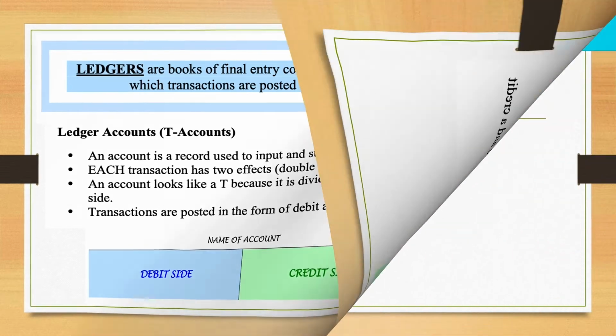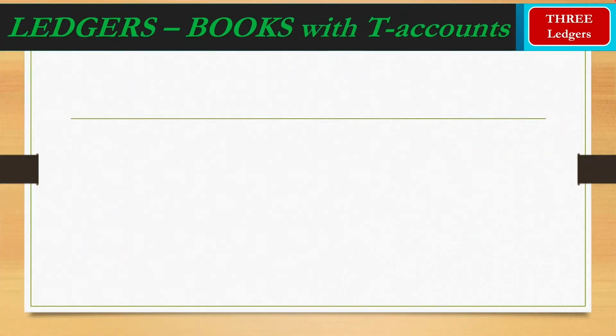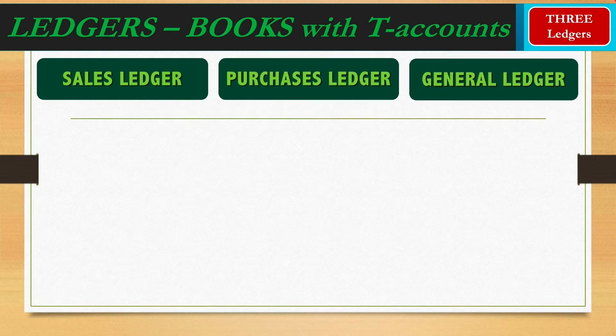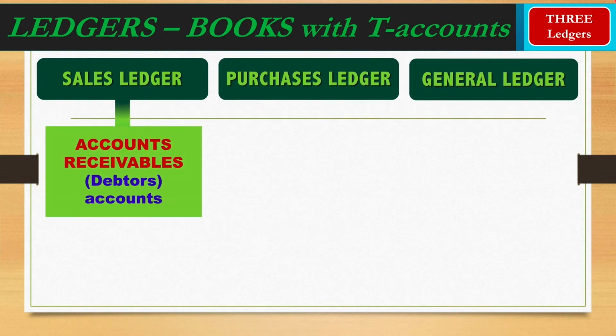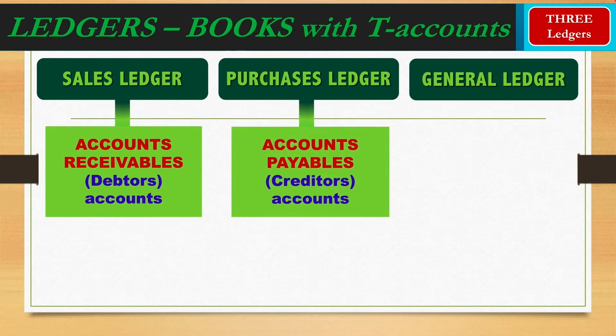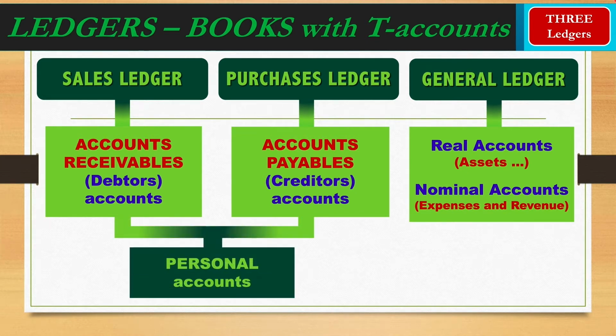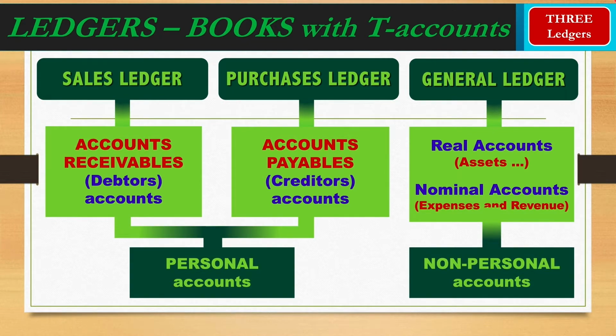There are three ledger books that contain T accounts. That is the sales ledger, the purchases ledger, and the general ledger. The sales ledger contains accounts receivables, the purchases ledger accounts payables, and the general ledger real accounts and nominal accounts. Accounts receivables and accounts payables are known as personal accounts, whereas real accounts and nominal accounts are referred to as non-personal accounts.